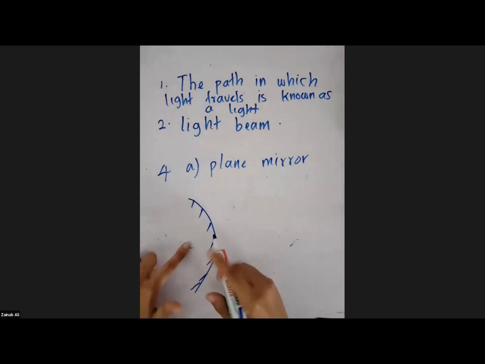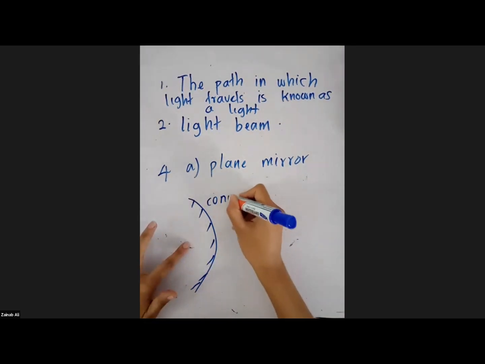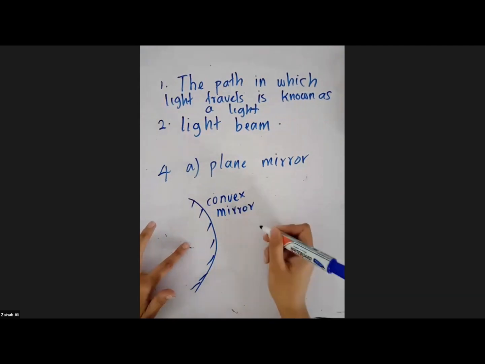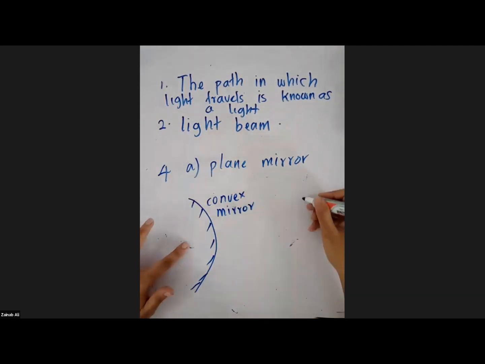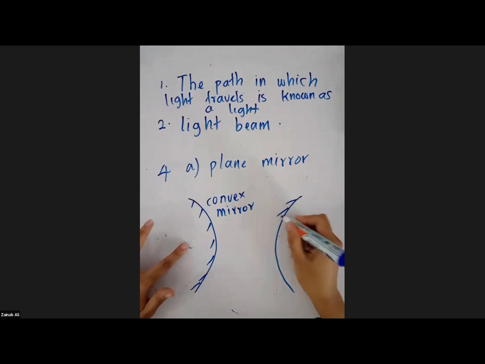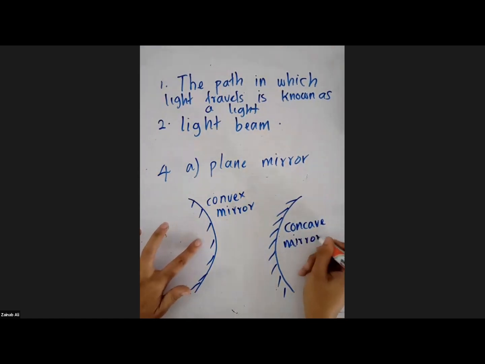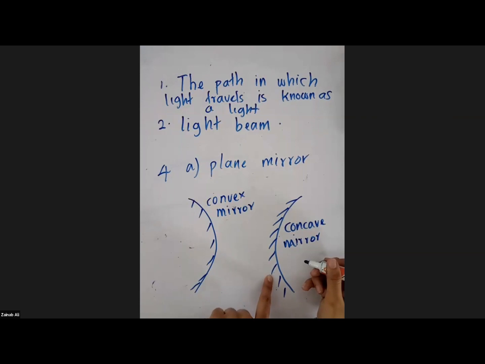So this you call a convex mirror. And if it is shaded outside, you call it a concave mirror. So this is a convex mirror and this is a concave mirror. That is the answer for the fourth one. We have completed until the fourth one. Now we'll move on to the next part.